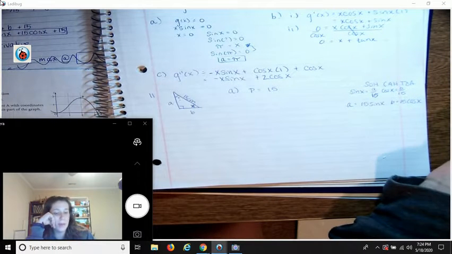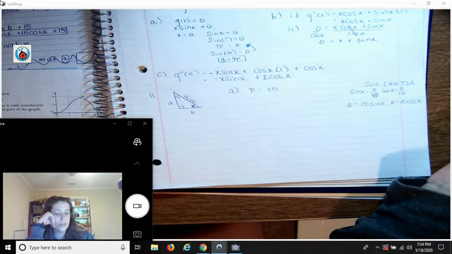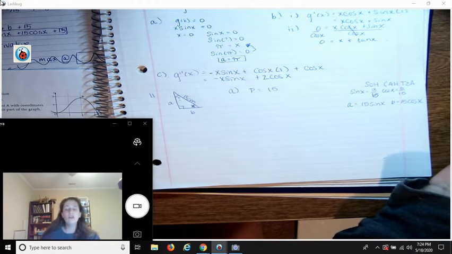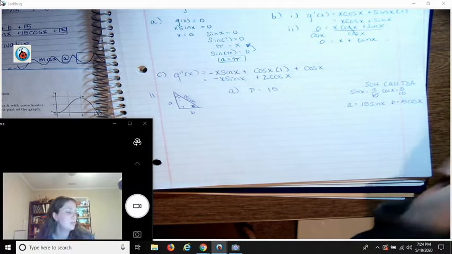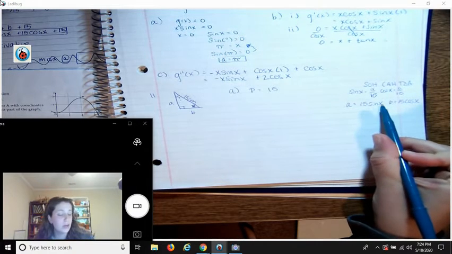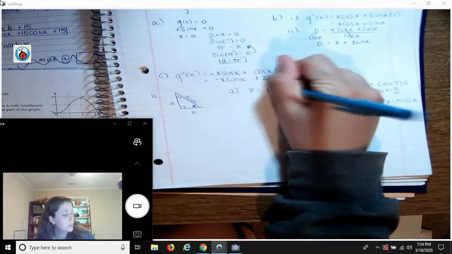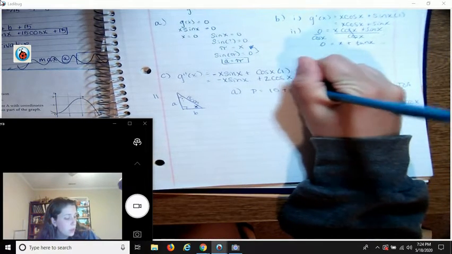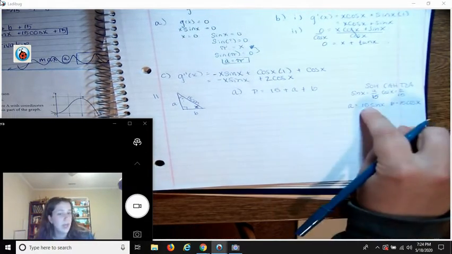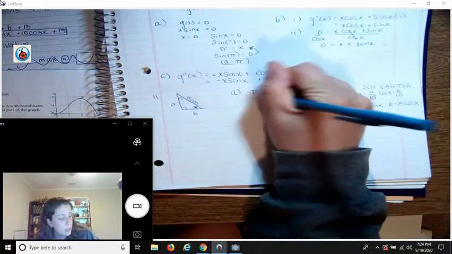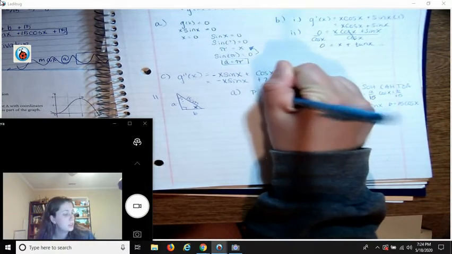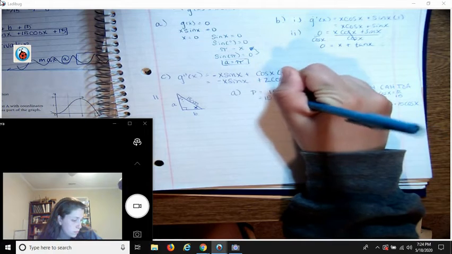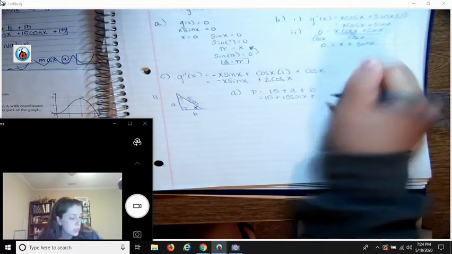Okay, so what did it want us to do? Oh, in terms of x. The key phrase here, in terms of x, just means that we have x in our equation. So my perimeter is 15 plus A plus B. Then I solved for A and B in terms of x, so I can sub those in. So 15 plus 15 sine x plus 15 cosine x.